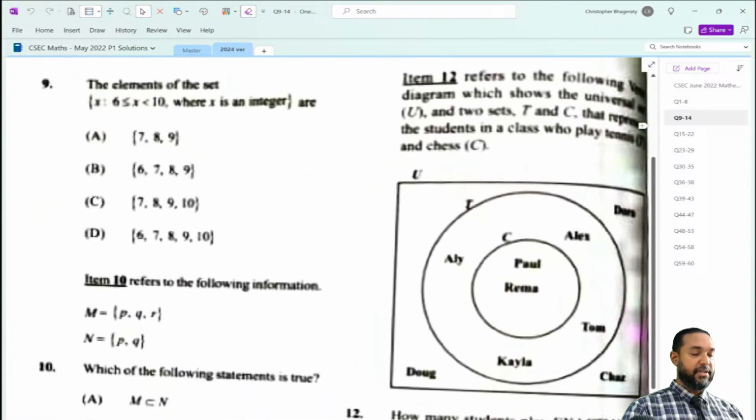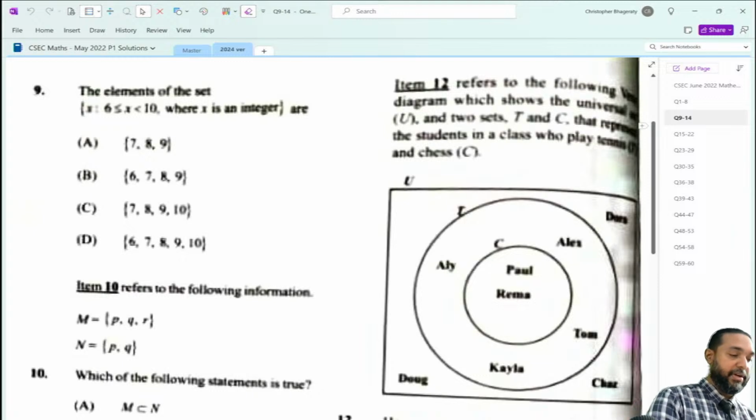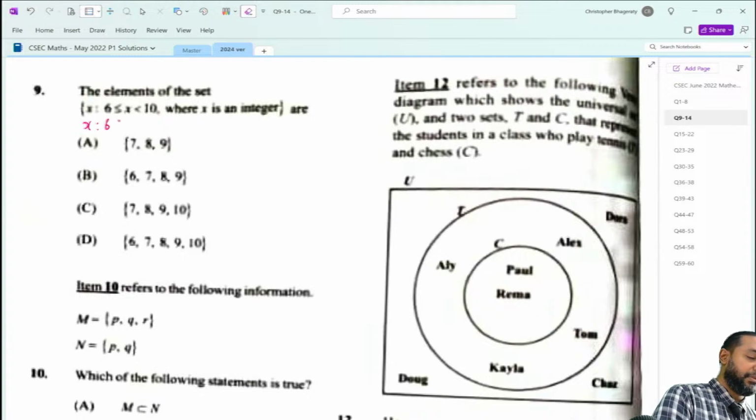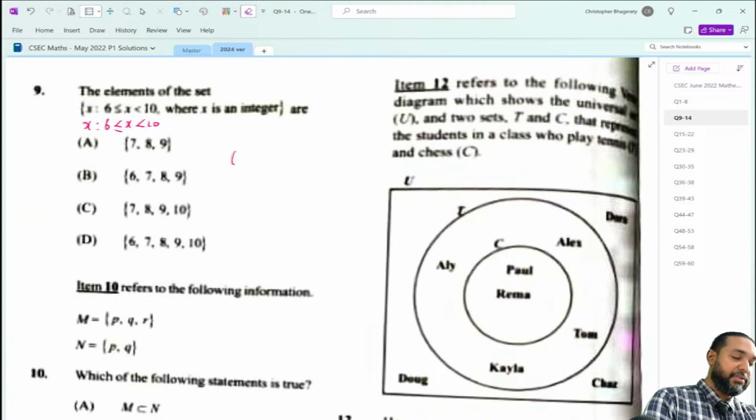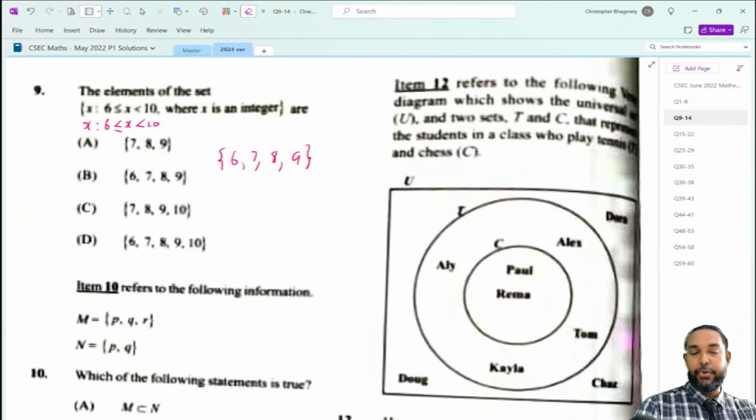All right, the elements of the set x is less than, okay, let me write that so it's a bit clearer. I wish I had double checked this paper before so I could see if I got a better copy. Where x is an integer, as follows, right? So for 6, less than or equal to means you're including 6. Then you go into 7, 8, and 9, but you're not including 10 because it says x is less than 10, and just less than, not less than or equal to. Right, so the option here is which one? Option B.